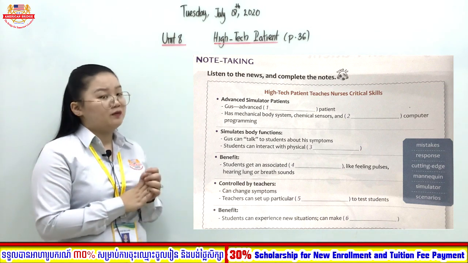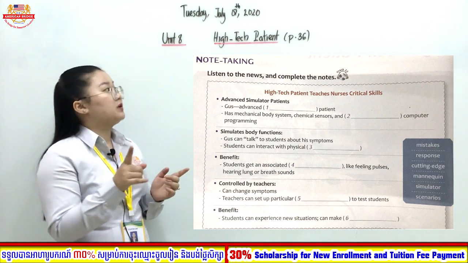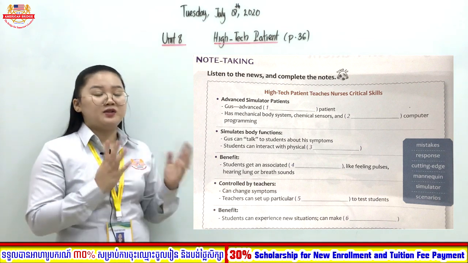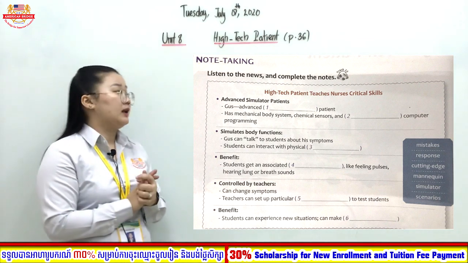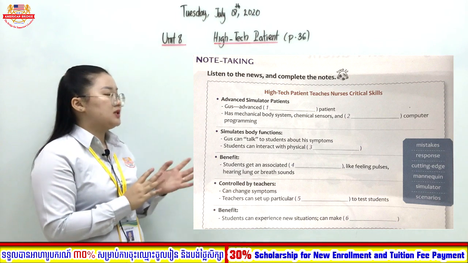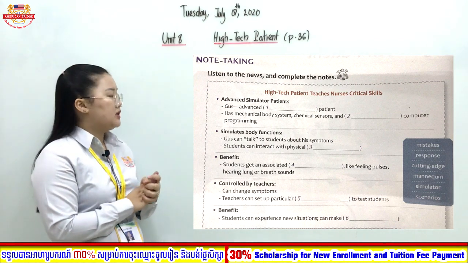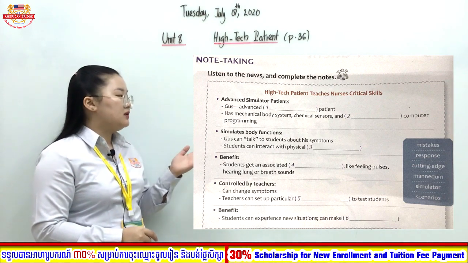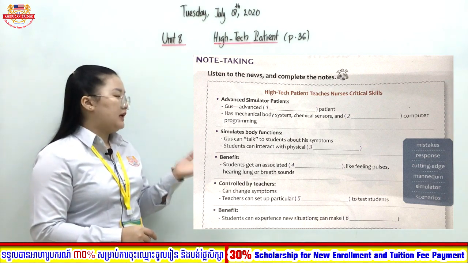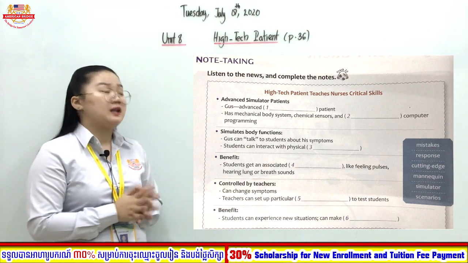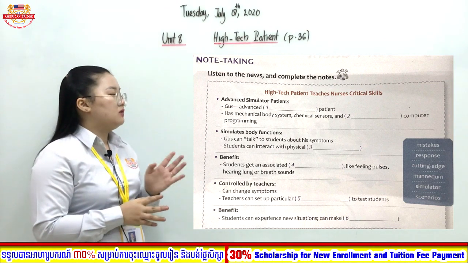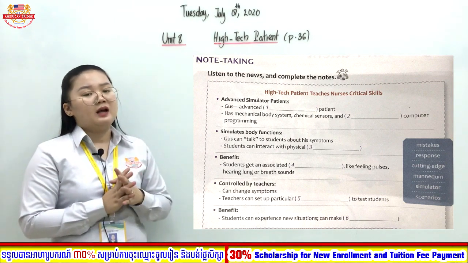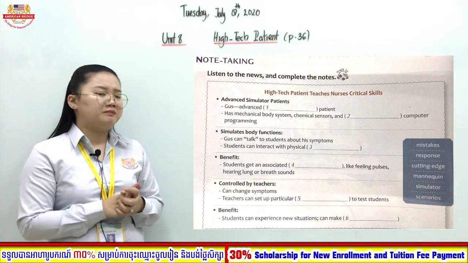As you can see here on the whiteboard, you can open your book to page 36. You will see the passage that you need to complete, alright, after you listen. And there are 6 words that you need to complete as well. As you can see, we have the words mistake, response, cutting edge, mannequin, simulator, and scenario, alright? And you need to complete all of these 6 words into the blanks, right?